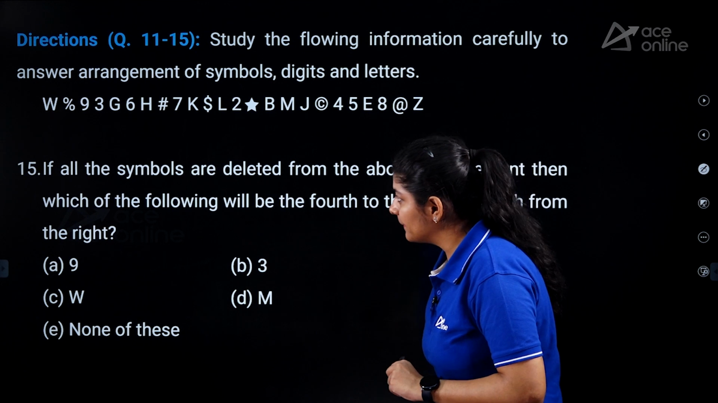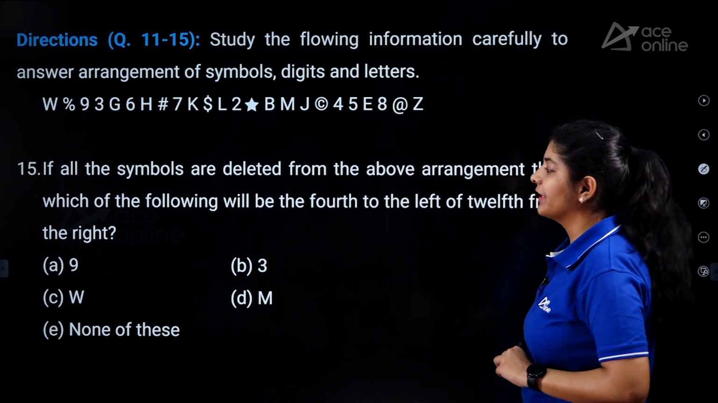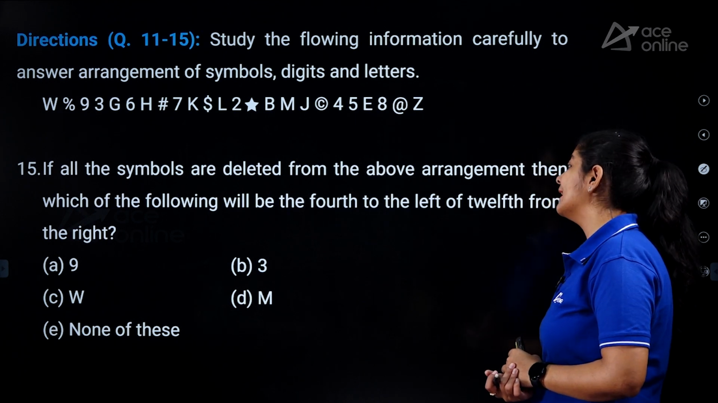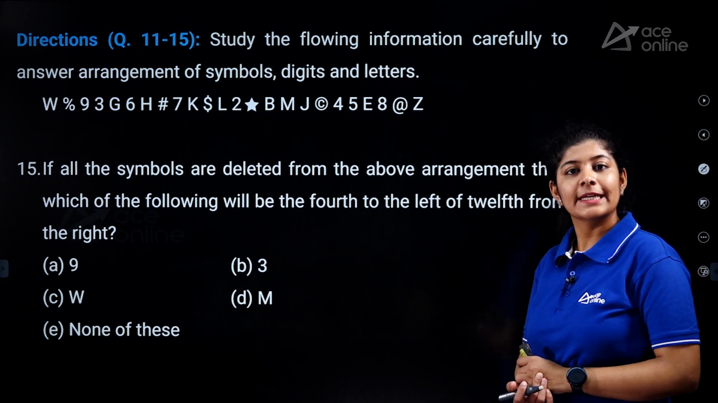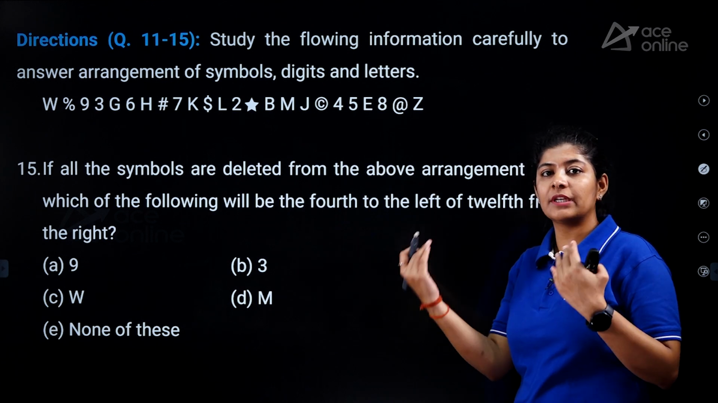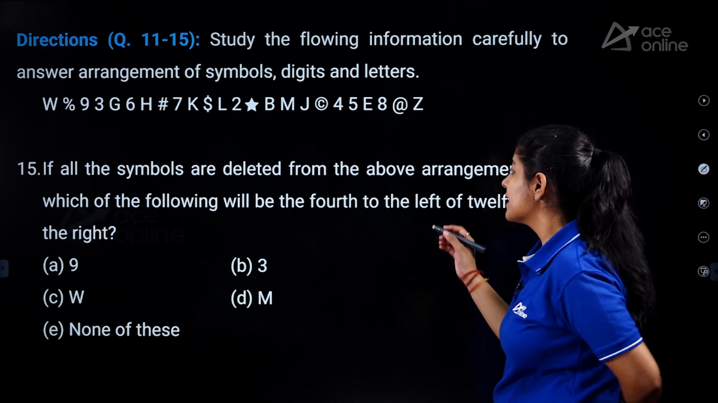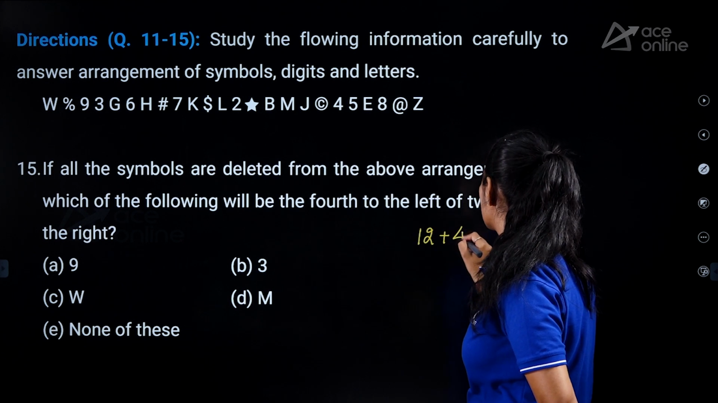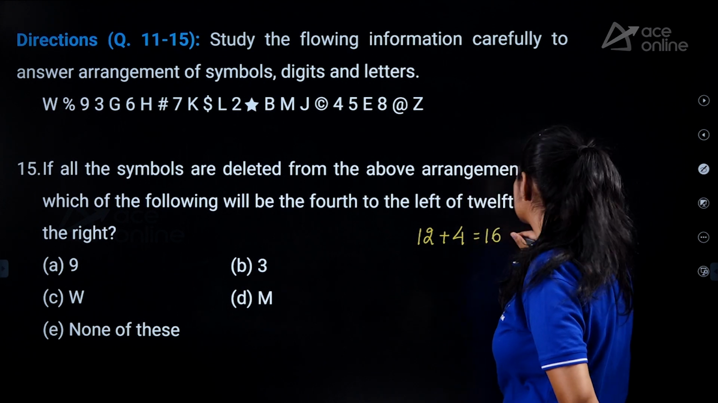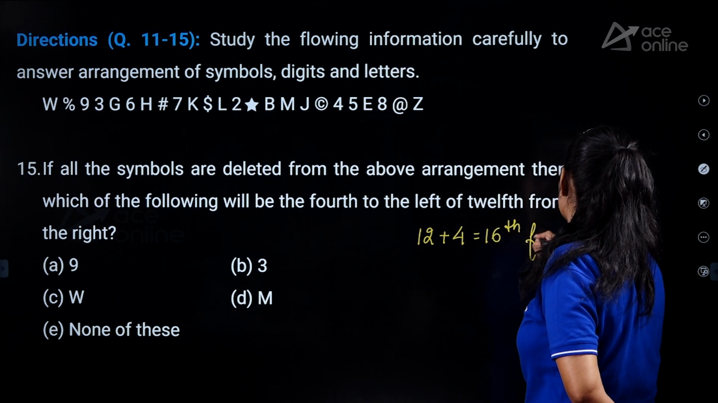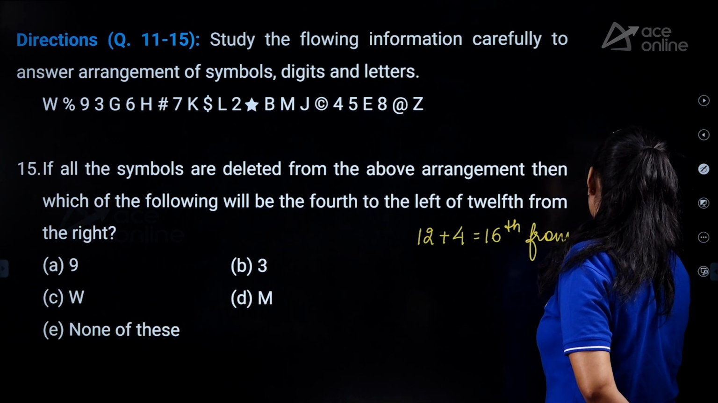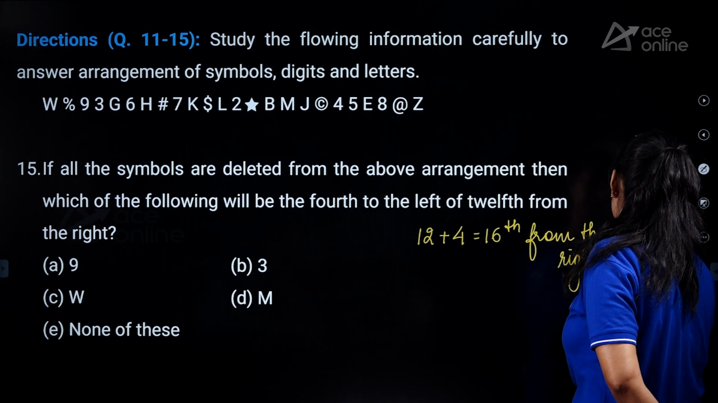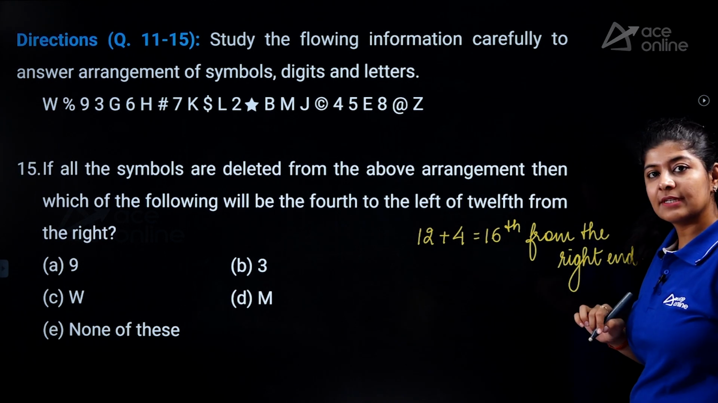If all the symbols are deleted from the above arrangement, then which of the following will be the fourth to the left of 12th from the right? Again, we are having the positions from different ends, or from different directions, so we need to add both values. So 12 plus 4 gives us 16. But 16th from the right end. Is it clear? Okay.